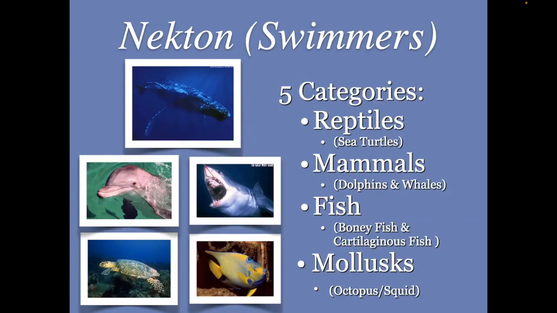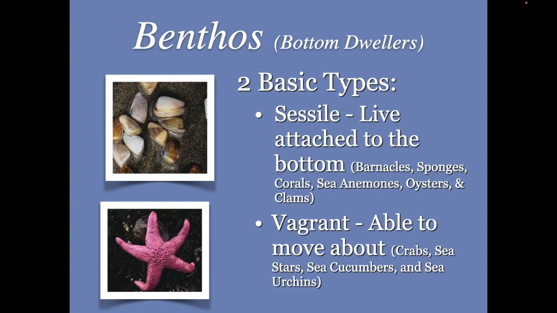And then you have your nekton, which are your free swimmers. This includes reptiles such as sea turtles, mammals such as dolphins and whales, fish such as sharks, and all the different bony fish out there. Then we have mollusks such as octopi and squid. But then we have the benthos, which are the bottom dwellers, the scavengers.